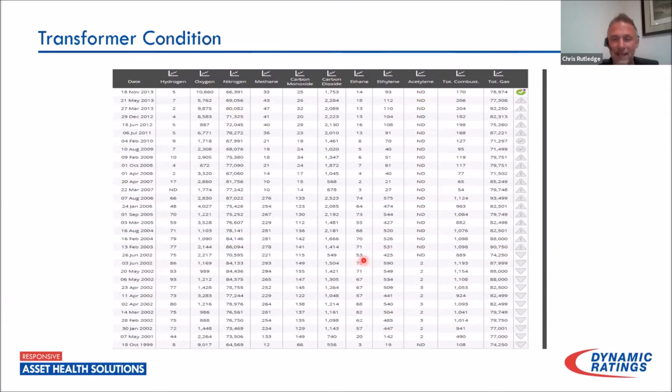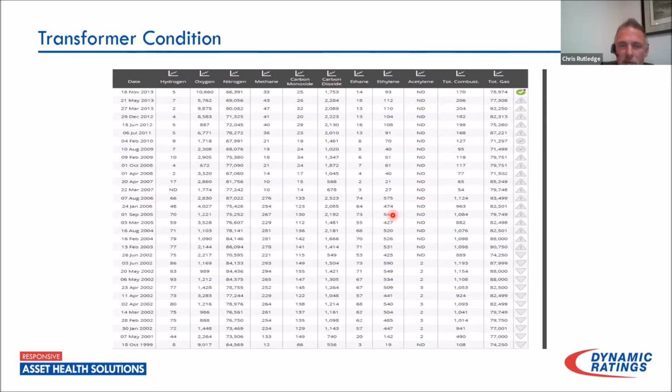And so this was opened and inspected several times. So you see a lot of up and down, but we did get up as high as 575 parts of ethylene at one point, which was by no means normal. If I had the history prior to this, this was actually not much of a gassing transformer up until this event started in May of 2001.